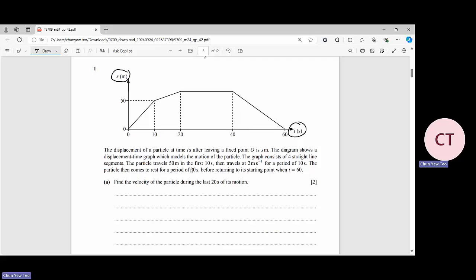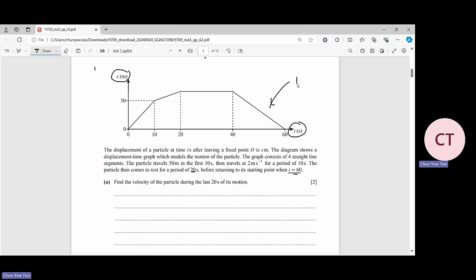The particle travels 50 m in the first 10 seconds and travels at 2 meters per second for a period of 10 seconds. The particle then comes to rest for a period of 20 seconds before returning to its starting point when t equals 60. Okay, so these are the descriptions. Then we want to find the velocity of the particle for the last 20 seconds of the motion.